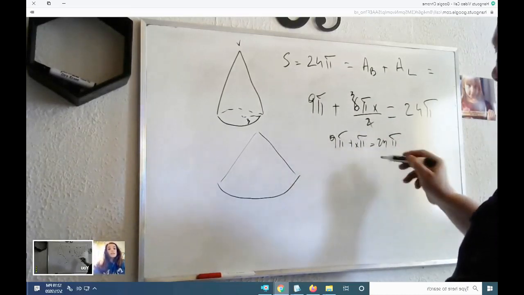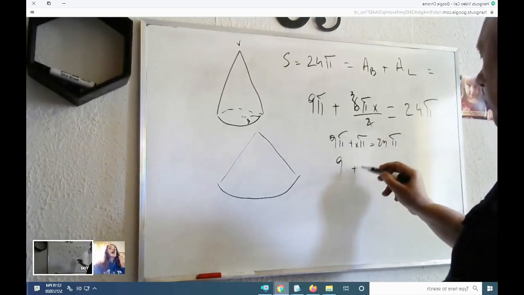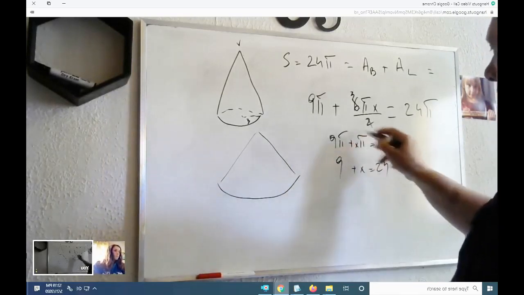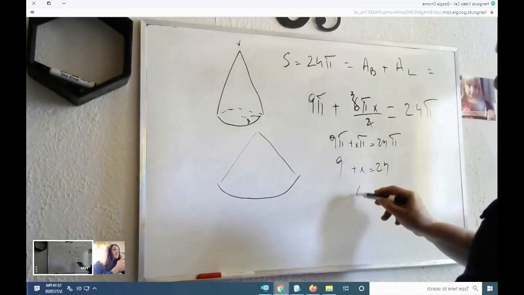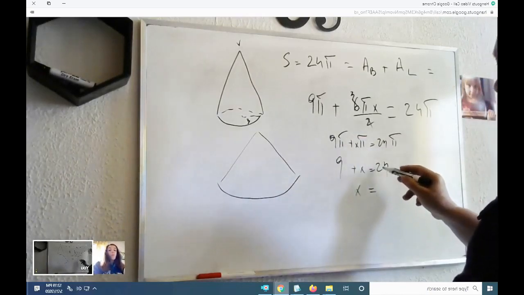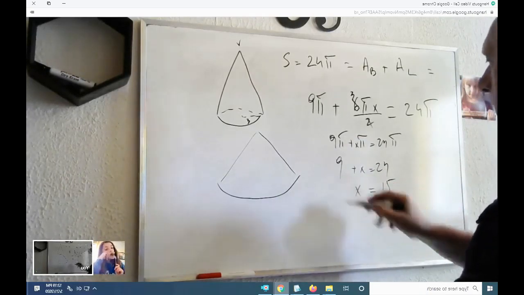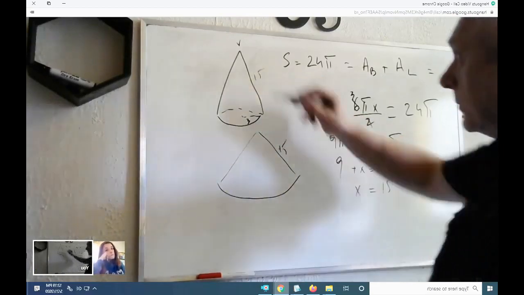Let's divide everything by pi, so we get rid of it. So it's going to be 9 plus x equals 24, if we divide by pi on the left and on the right. Okay, so now x will be 24 minus 9, which is 15. So this is the slant, this is 15. Now we need a height.